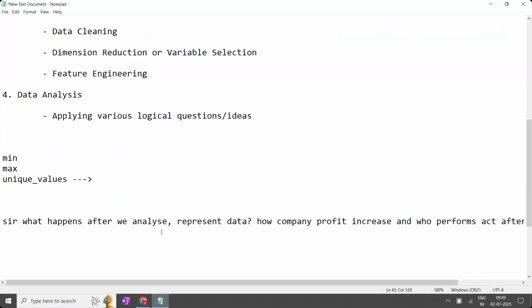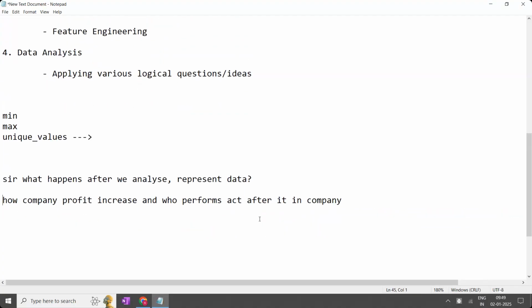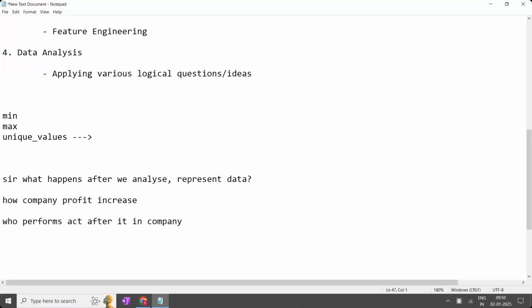Okay. What happens after we analyze, meaning we represent the data, and how does the company's profit increase? This is question number 2. And who performs the act after it in the company? First, let's start with who performs the act in the company. We'll start with this question.